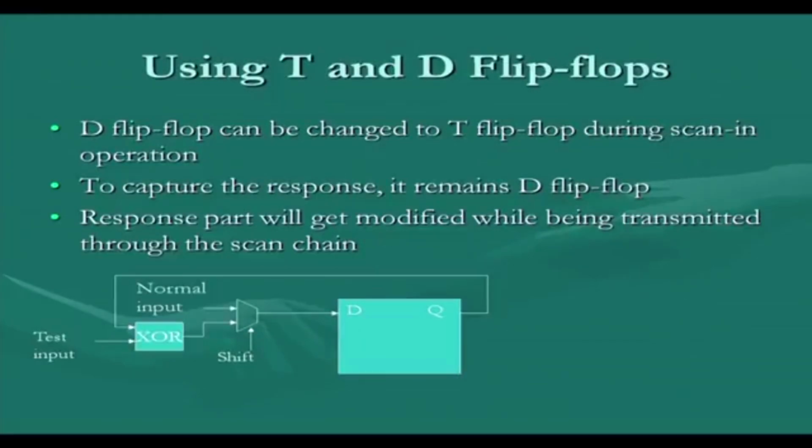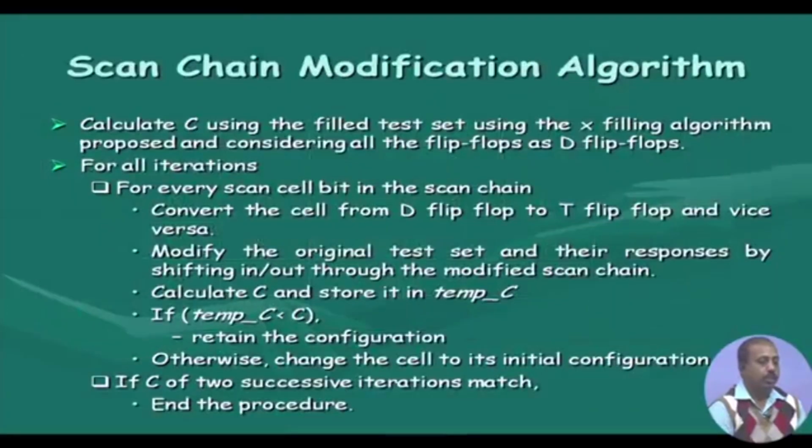Similarly, if you use T and D flip flops, then a D flip flop at the time of testing is converted to a T flip flop, and this also results in a good number of transition reductions. So, the scan chain modification algorithm: this is basically that D-T flip flop modification.